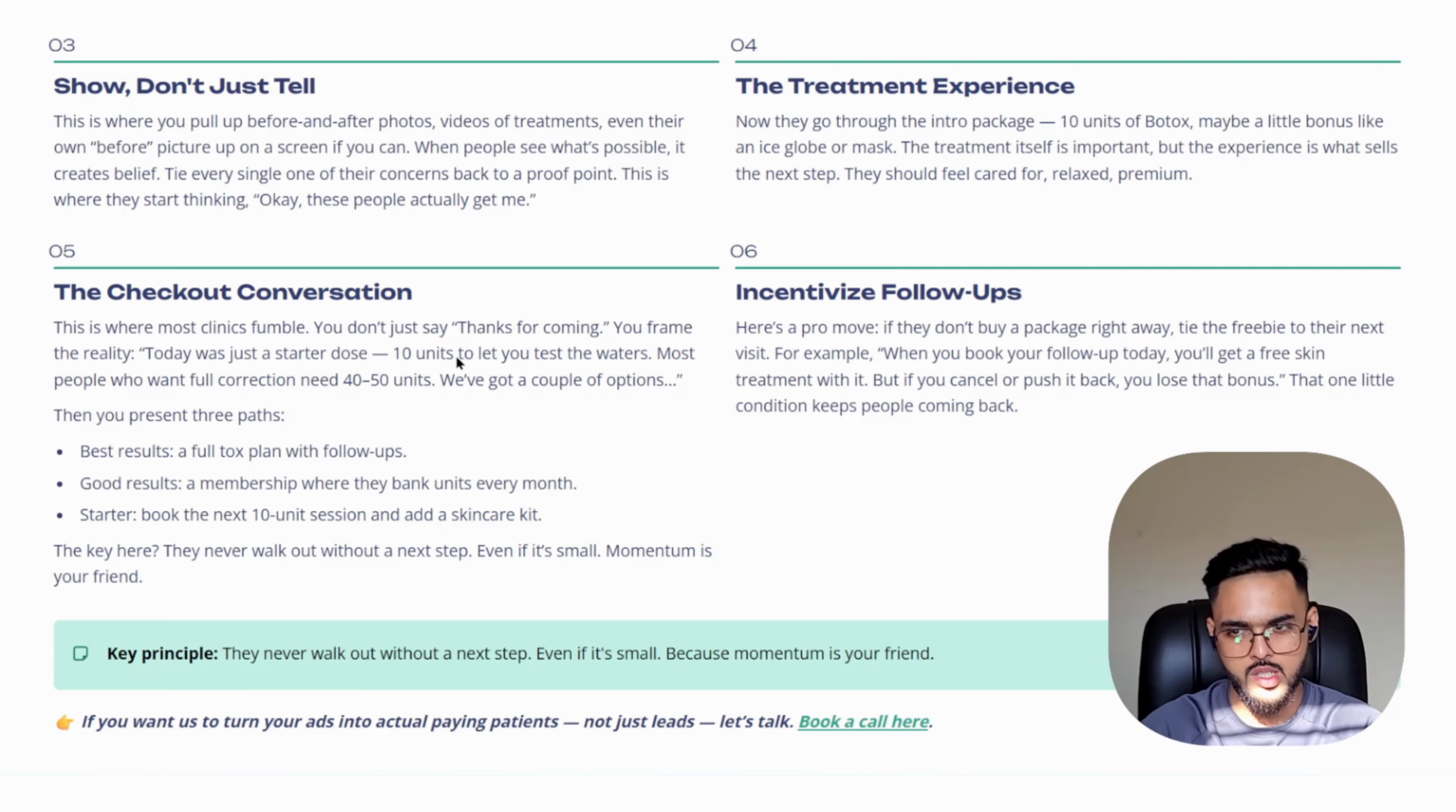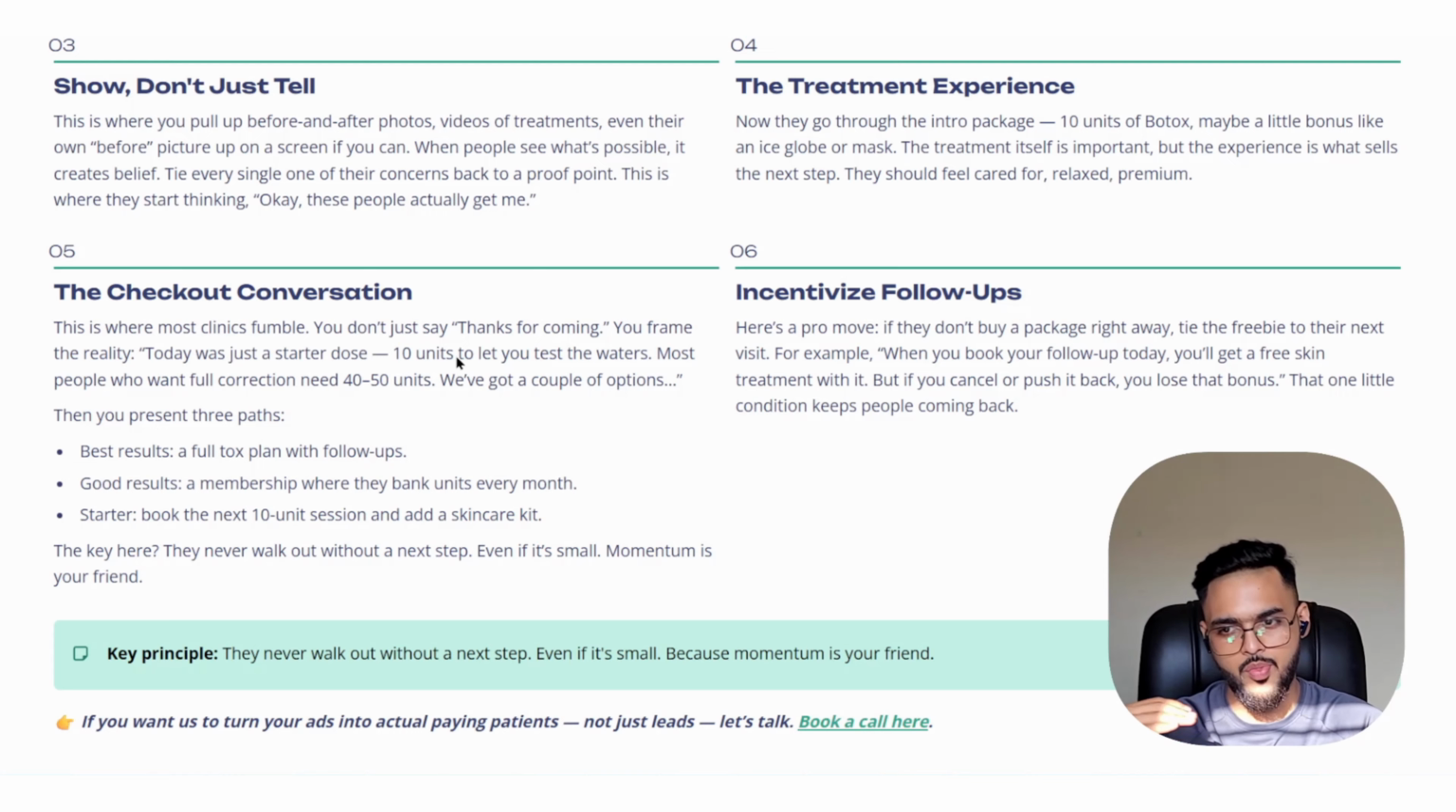And this is where most clinics fumble. You don't just say thanks for coming, you frame the reality. You say, today was just a starter dose, 10 units to let you test the waters. Most people who want full correction will need 40 to 50 units. And we've got a couple of options. You present three paths. Like this is going to be specific to your clinic.